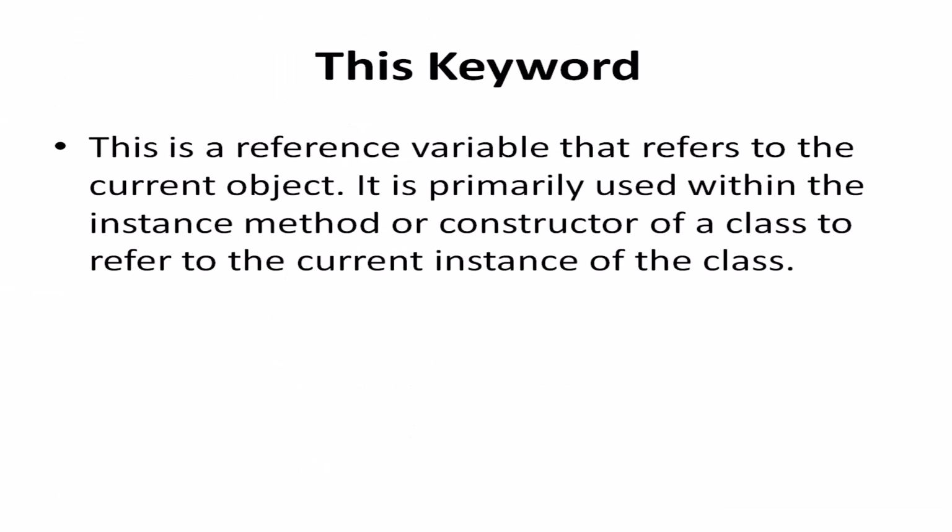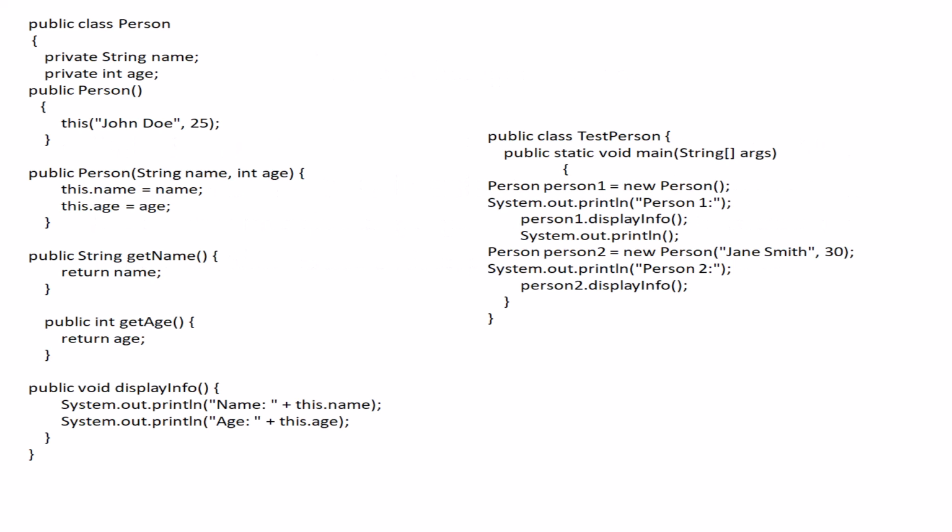Next, the this keyword. In the previous program we have used this. So what is this? This is a reference variable that refers to the current object. It is primarily used within the instance method or constructor of a class to refer to the current instance of a class. So let us consider this example, and how you are using this.